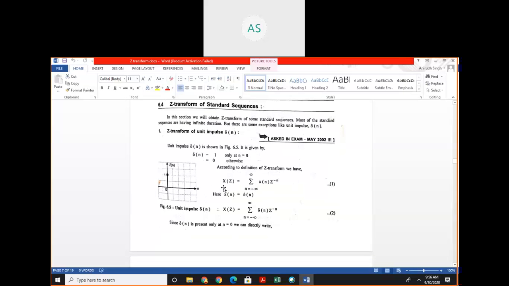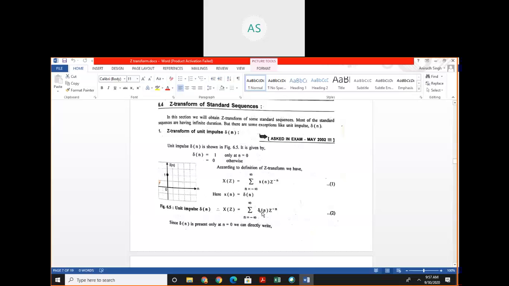Let us obtain Z transform of some standard sequences. First standard sequence is unit impulse sequence delta of n. Unit impulse sequence is shown in this figure. Its value is 1 when n is 0, and the value of unit impulse is 0 otherwise.